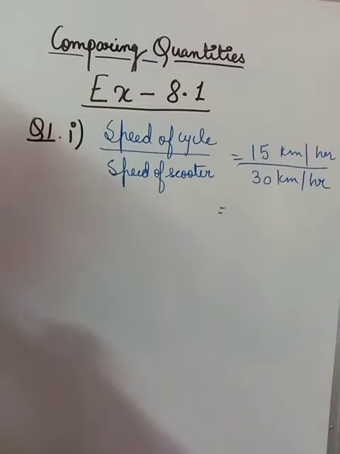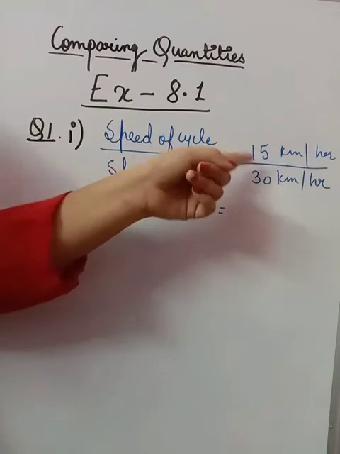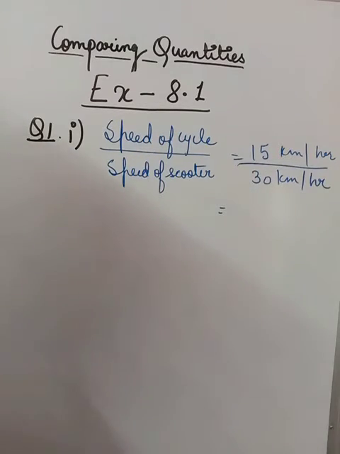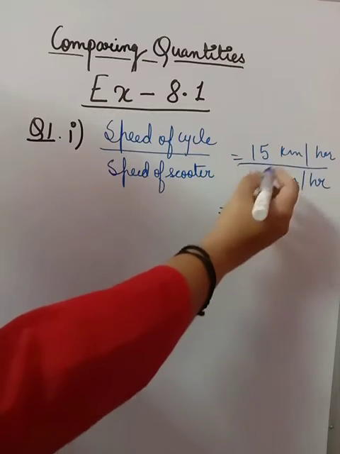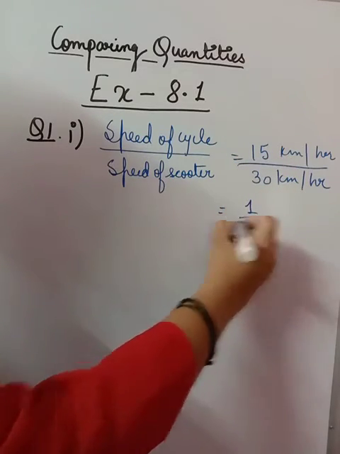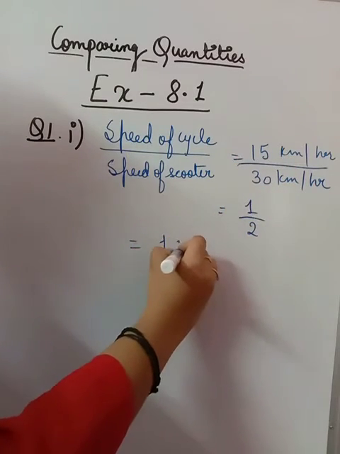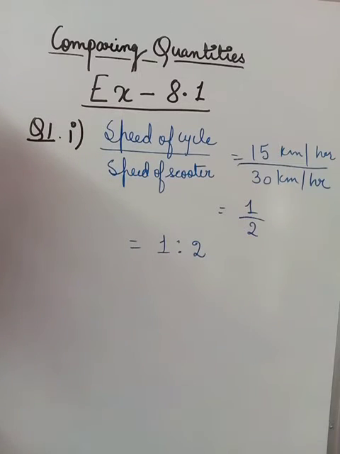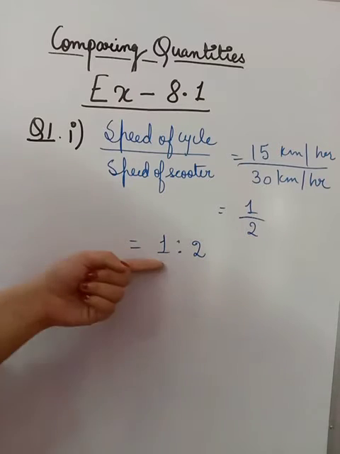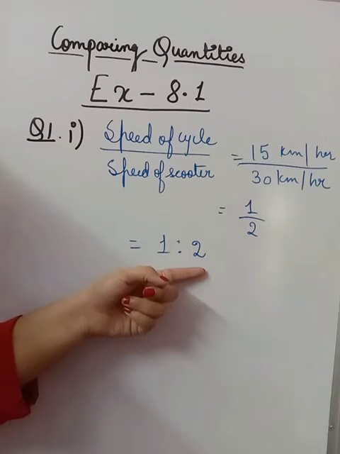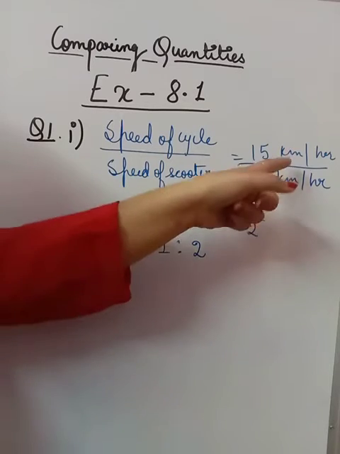As you can see that the unit of speed is same for both of them, that is kilometer per hour. So we can simply divide them and the unit will get cut with itself. So it will come out to be 1/2, that is 1:2. Now remember, ratio is the quantity which is unitless. Okay, there are no units which are present in the ratio, so make sure to always convert the unit into same.